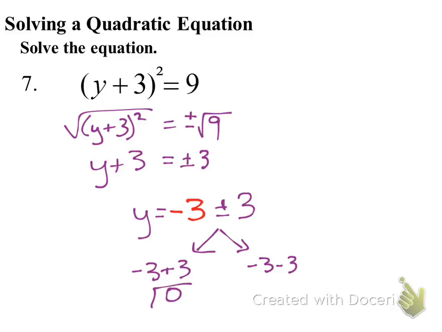One of my solutions should be 0. The other solution should be negative 6. Without that plus or minus, I lose a solution. Whenever you solve an equation, you have to find all the possible solutions.